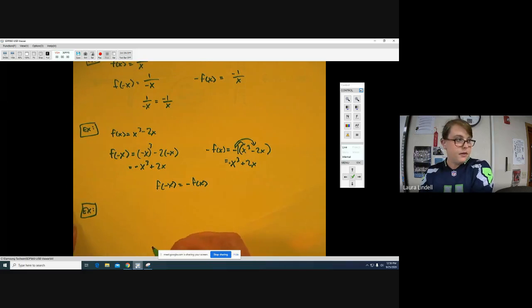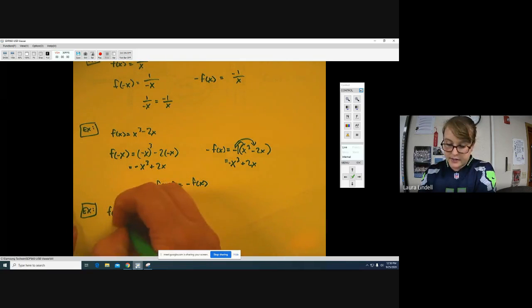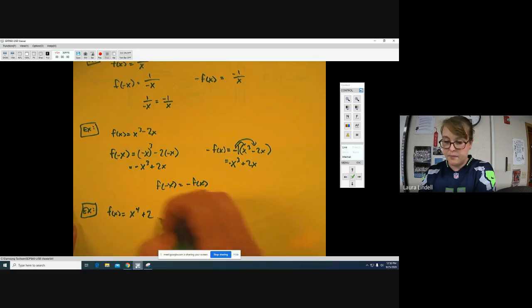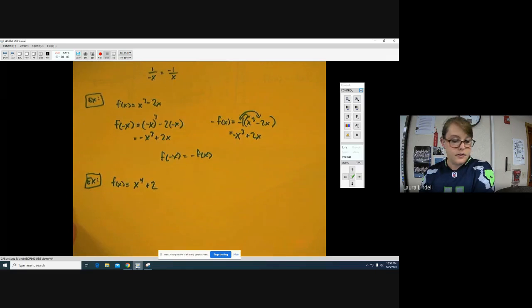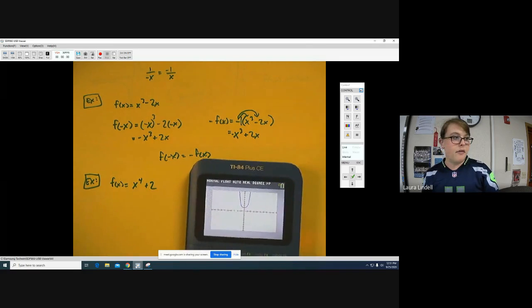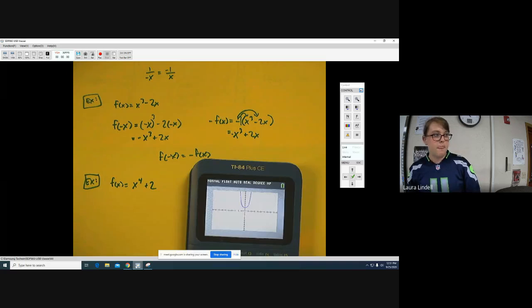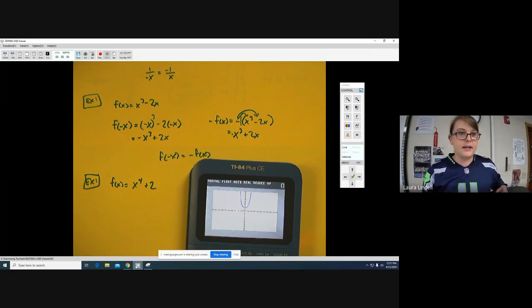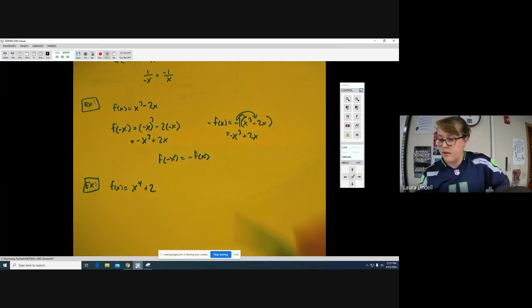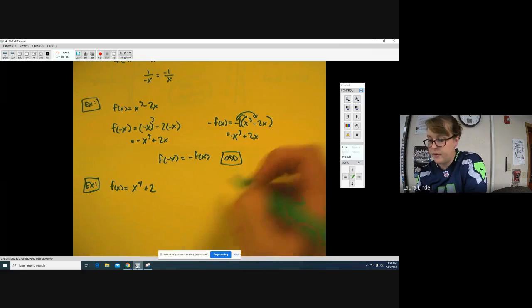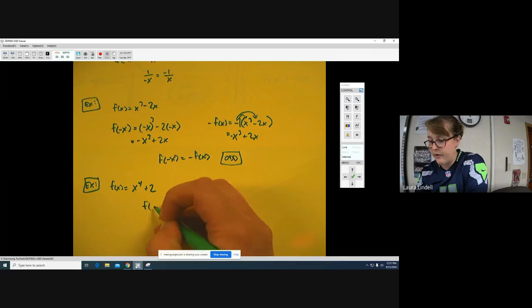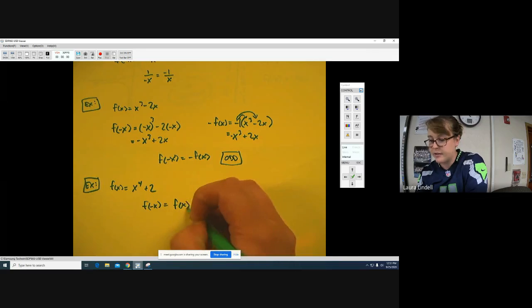So last example here, we're going to say f of x equals x to the fourth plus 2. So if I go in and graph that, x to the fourth plus 2, and we go and take a look at the graph. So just looking at my different types of symmetry, that looks like it has symmetry with respect to the y-axis. So to confirm it algebraically, we want to show that f of negative x is equal to f of x.